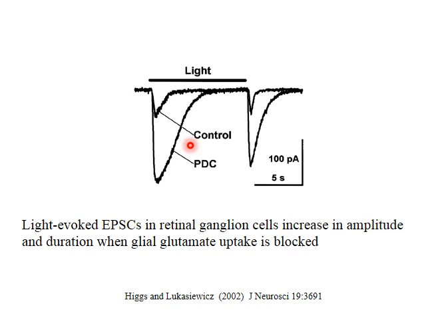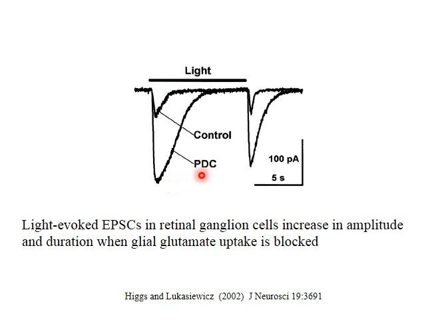This figure illustrates an experiment that was done in the retina, recording from retinal ganglion cells. The retina was stimulated by light, and retinal ganglion cells were voltage clamped, and under normal conditions, control here, the onset of light generates an inward current, a depolarizing inward current in the retinal ganglion cell, and then the off of light generates a second inward current. Now, if one adds PDC to the preparation, PDC is a blocker of the glutamate transporter in glial cells, one sees a dramatically enlarged response.